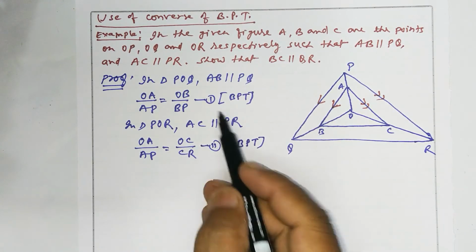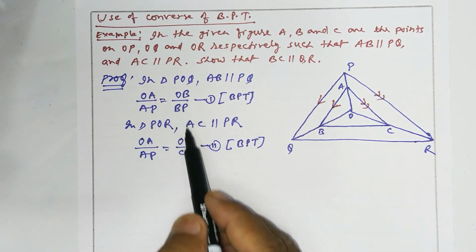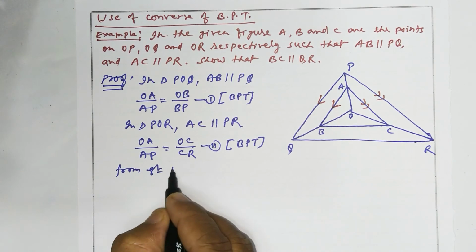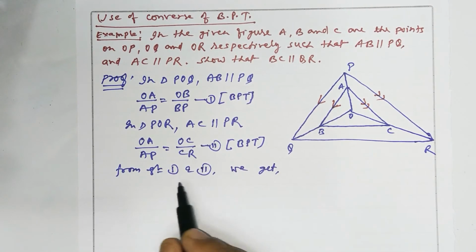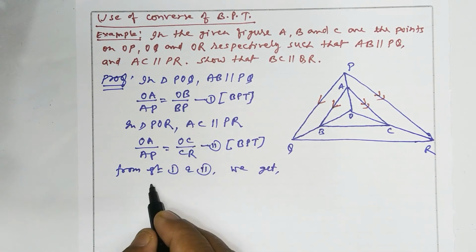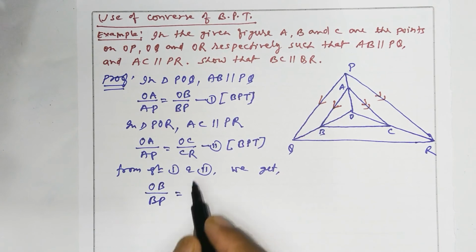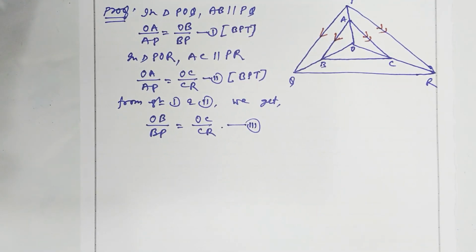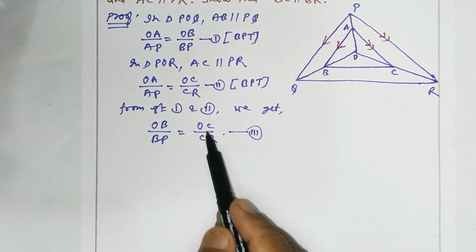Now compare 1 and 2. Here OA by AP, OA by AP, so the LHS are equal, so the RHS must be equal. So from equation 1 and equation 2, we get OB by BQ is equal to OC by CR. Now this is the third result. Now see the figure. OB by BQ equals OC by CR.